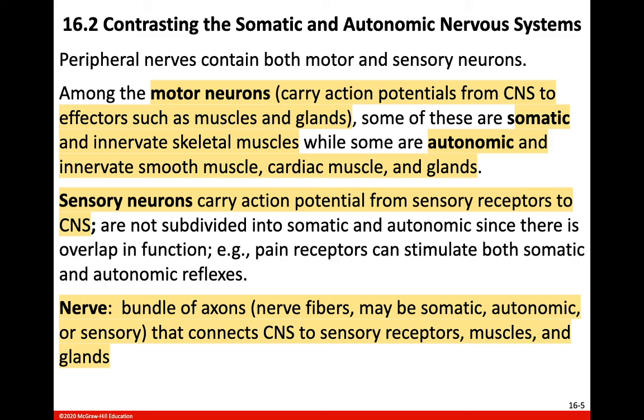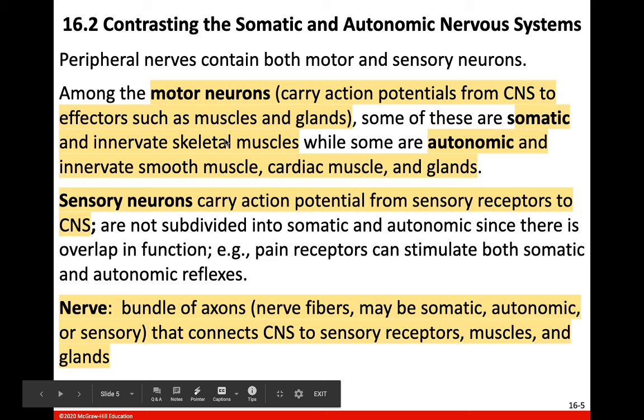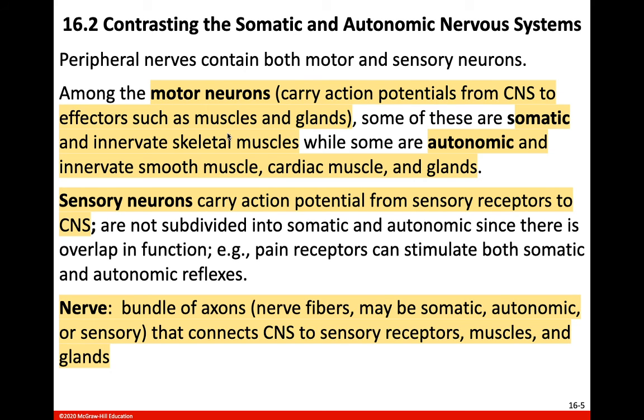Again, remember that motor neurons are going to be carrying information from your central nervous system to effector organs such as muscles and glands. So again, cardiac muscle, smooth muscle, as well as glands. And then, of course, if it was a somatic motor neuron, it would be carrying it to skeletal muscle. But our autonomic motor neurons are going to be carrying it to cardiac and smooth muscle as well as glands. And then remember, our somatic nerves are going to be just for innervating our skeletal muscle.